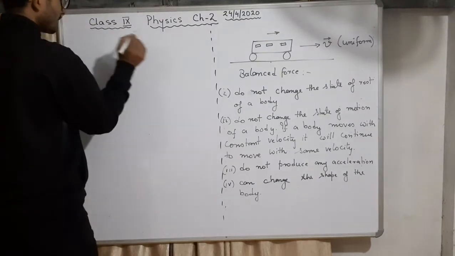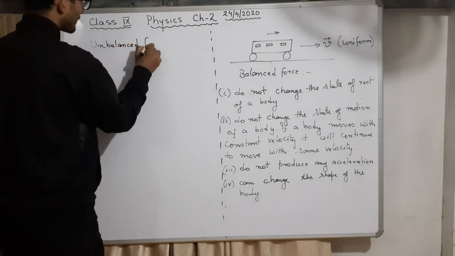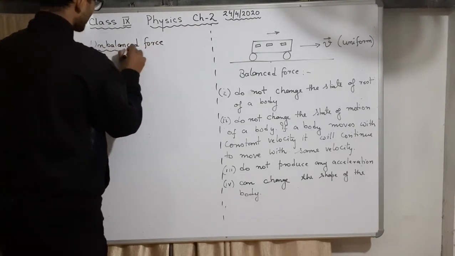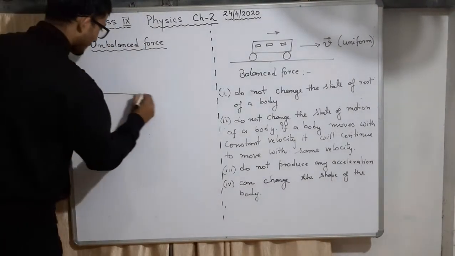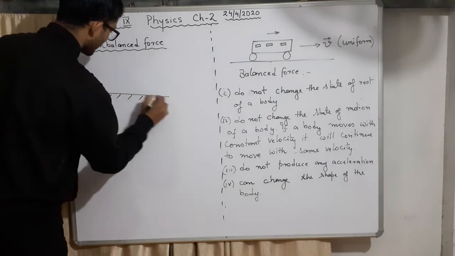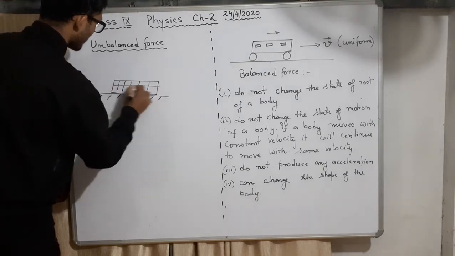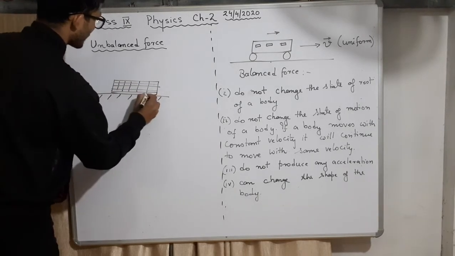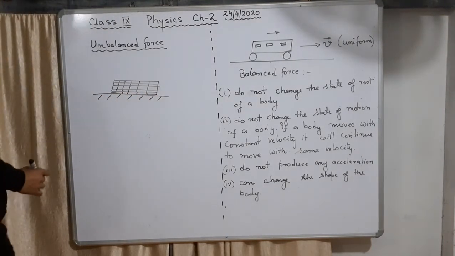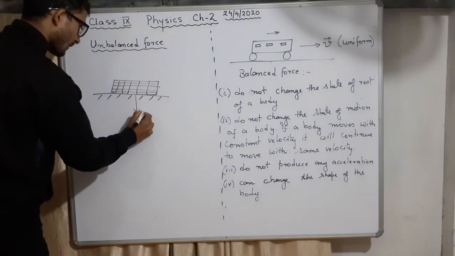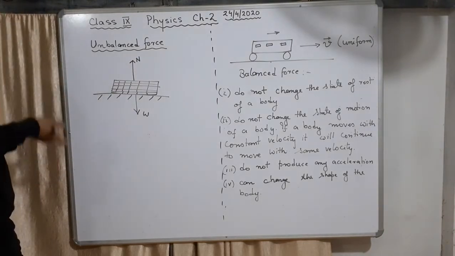Now, in the second part, unbalanced force is also there. What is this? Let us take the same type of example. A table is there, and a book, or any other thing you can consider, is placed on it. You already know the normal reaction always acts upward, and weight acts downward.